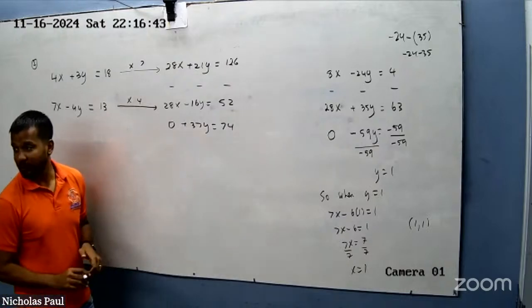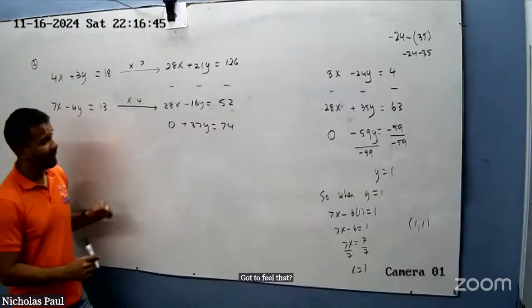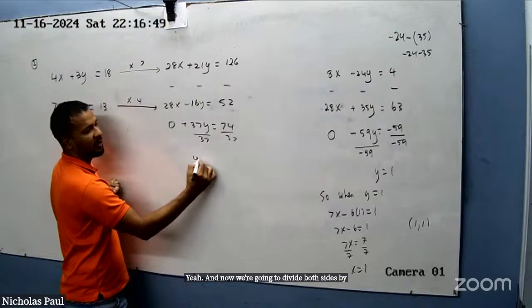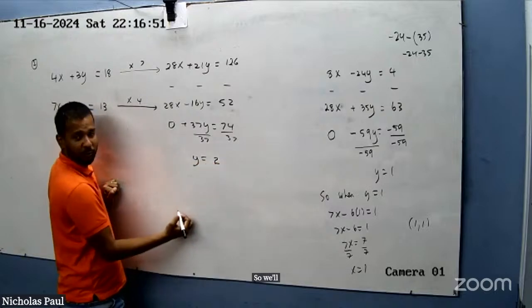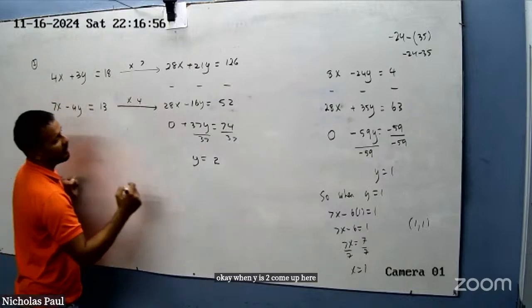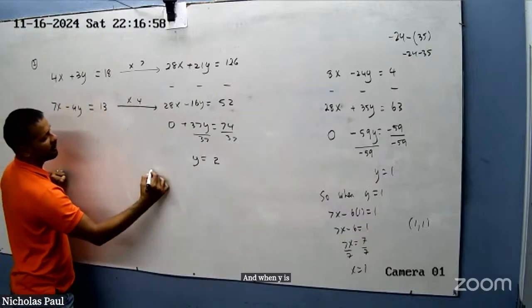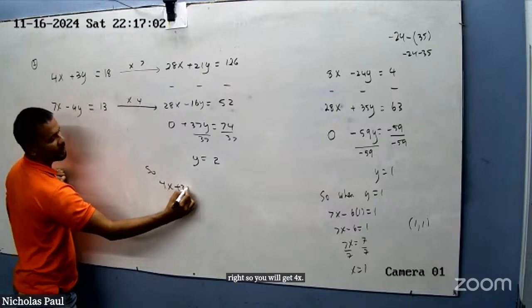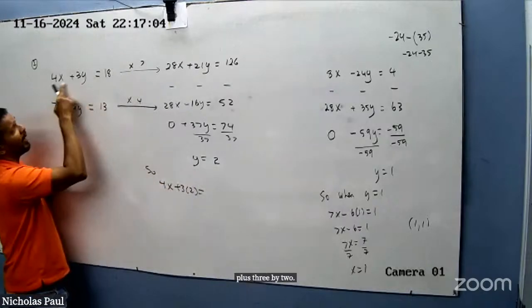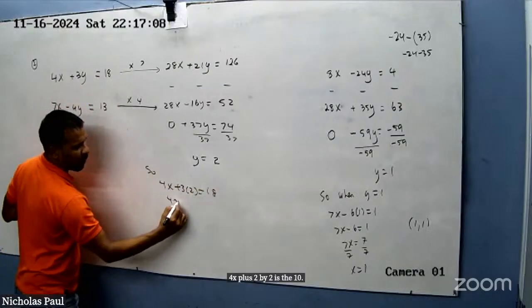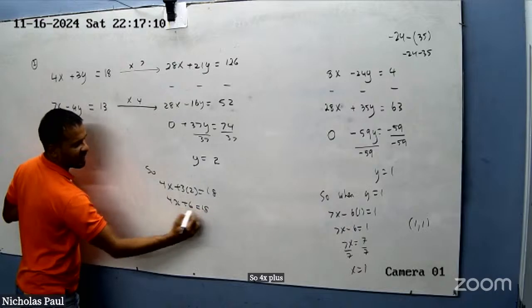You okay with that? Yeah. And now we're going to divide both sides by 37. So we'll get y is 2. Okay? When y is 2, come up here and plug it in. So you will get 4x plus 3 by 2 is 18. So 4x plus 6 is 18.